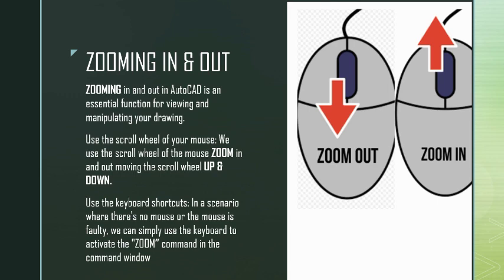So zooming in and out in AutoCAD is done either with your scroll button, as you can see in the diagram here. If you scroll the middle button on your mouse down, it's going to zoom out, and if you scroll your middle button up, it's going to zoom in, just like that.